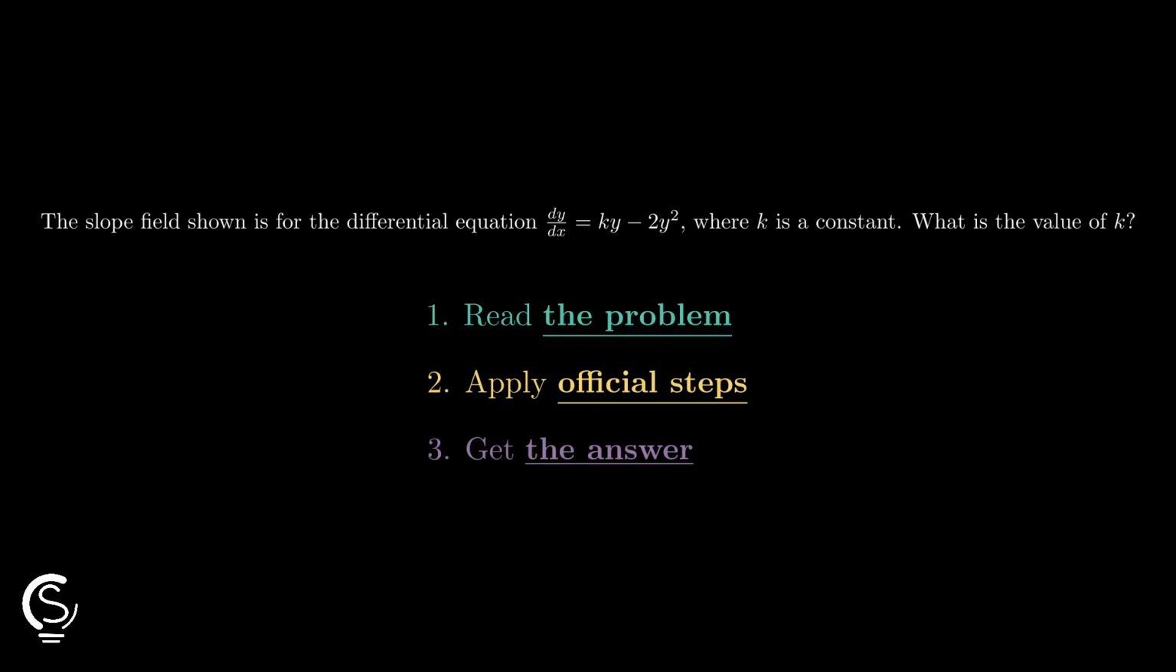Slope fields look intimidating, but we can solve for the constant k quickly by finding where the derivative equals 0. Let's crush this problem together.